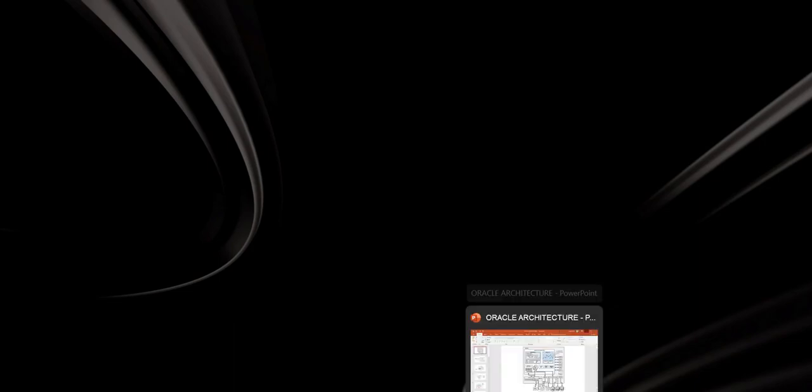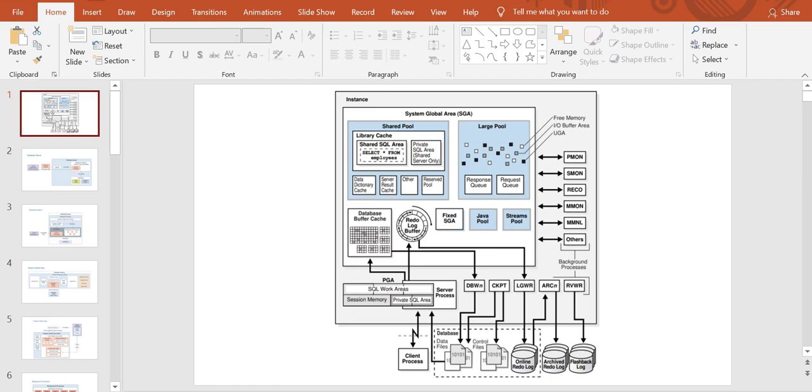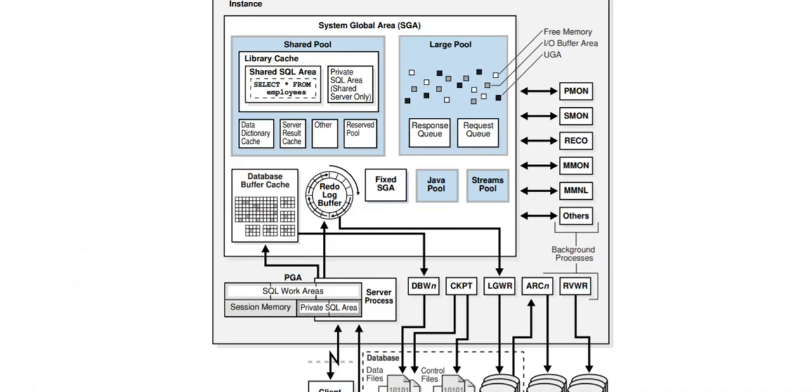Hey, good evening everyone. So today we are going with our next topic, that is our Oracle database architecture. So let's move with that topic. This is how the architecture looks like. This is a diagram that we have already discussed in our last session. This is something brief that we are going to discuss today.